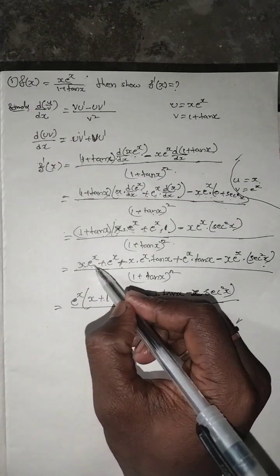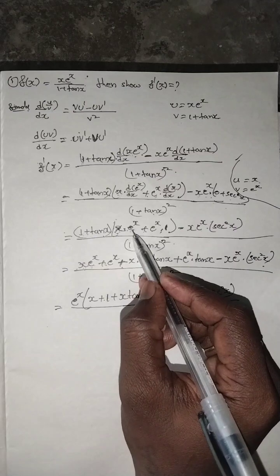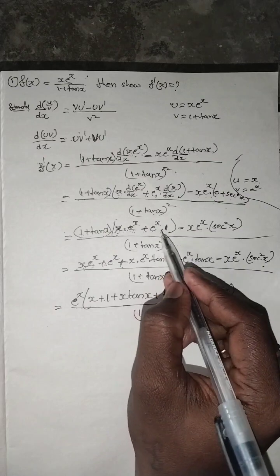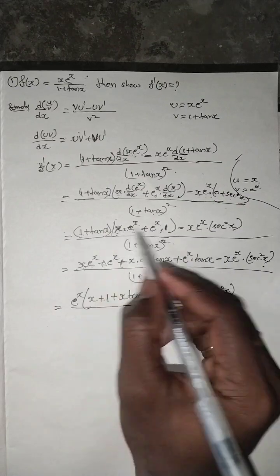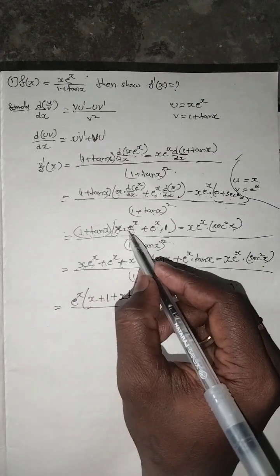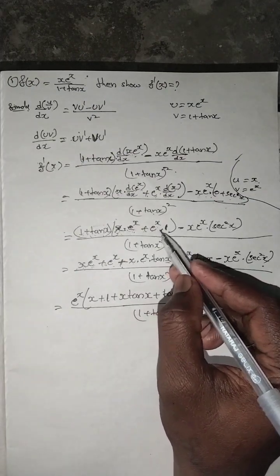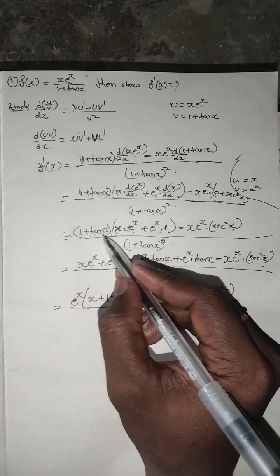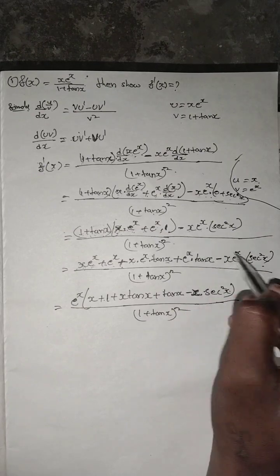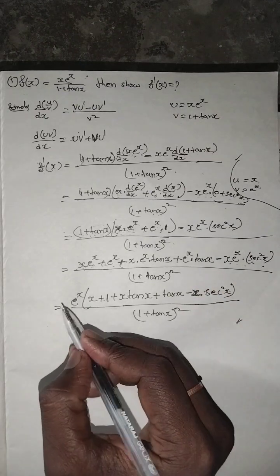Multiplying: 1 into x into e power x plus 1 into e power x into 1 is e power x, plus then I multiply e power x into e power x, and tan x into tan x, then this e power x I write here into tan x, minus x into e power x into sec square x.